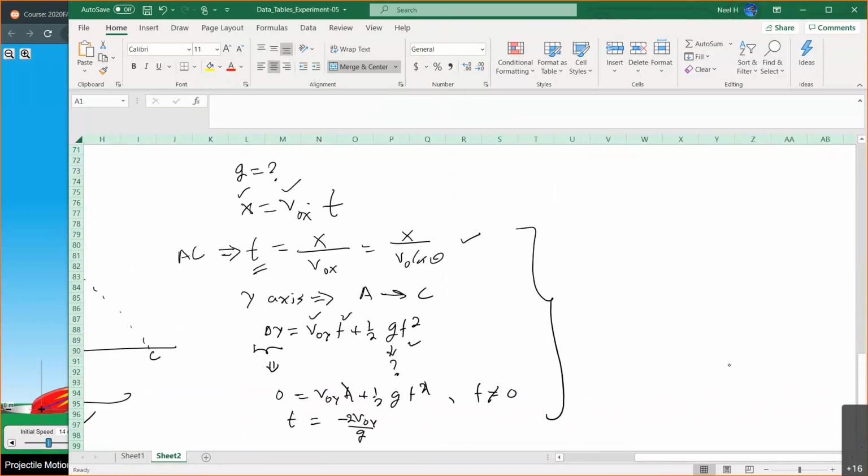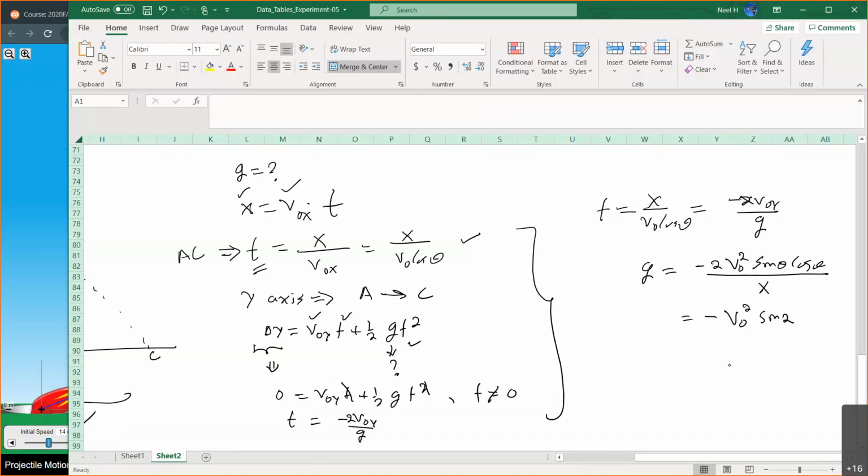What we need to calculate is the g. So I know the time from two equations now: x divided by v0 cosine theta, and also t is equal to minus 2 times v0y divided by g. Now you just rearrange this one. Bring the g to one side, bring everything else to the other side. That's all, really. It's going to be negative 2 times v0y, and v0y is v0 sine theta. Then I have sine theta cosine theta divided by x. I can write this way: minus v0 to the power 2, 2 sine theta cosine theta, which is actually sine 2 theta, right? Divided by x. That is the gravitational constant.